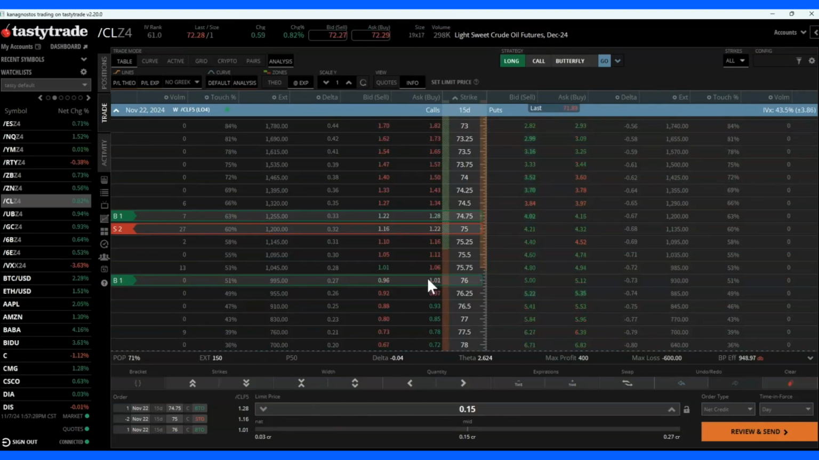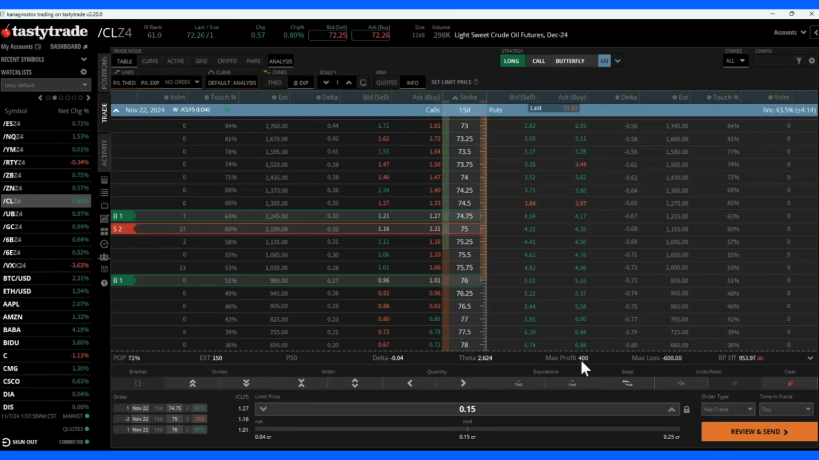Now I should mention that the notional on crude oil futures is 1,000. So although this looks like a $1 wide spread, you have to multiply by 1,000. So the value of this side of the butterfly is $1,000, and the value of this side is $250. Now it says the credit collected is 15 cents. Again, we multiply by 1,000, so that is $150.